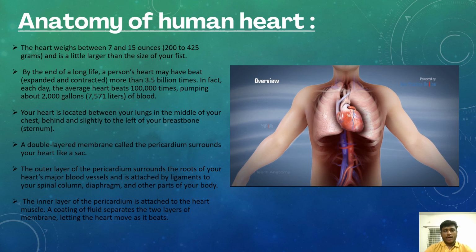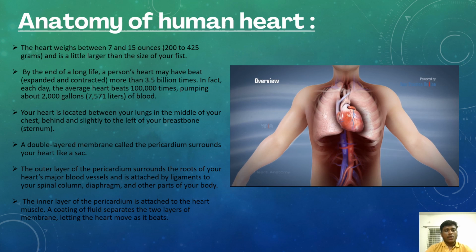Anatomy of the human heart. The heart weighs between 7 and 15 ounces, that is 200 to 425 grams, and is a little larger than the size of your fist. By the end of a long life, a person's heart may have beaten more than 3.5 billion times. In fact, each day the average heart beats 1 lakh times, pumping about 2000 gallons, that is 7571 liters, of blood.